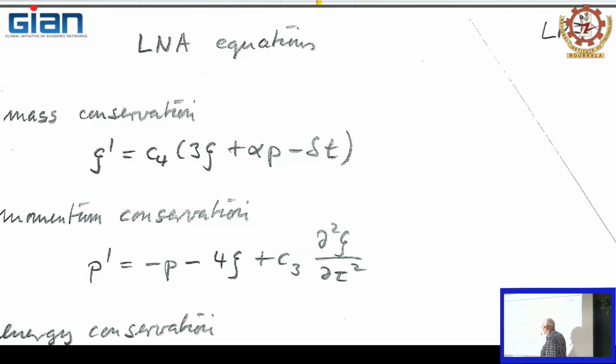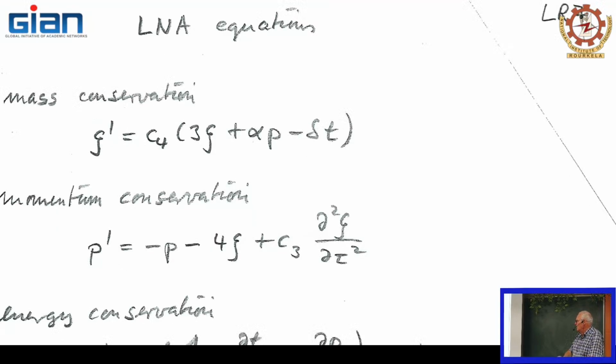Momentum conservation: if we go to relative perturbations, then p dash is equal to minus p minus 4 times zeta plus dimensionless coefficients 3c3 times the acceleration term d2 of zeta by d tau squared. This is the momentum conservation equation.